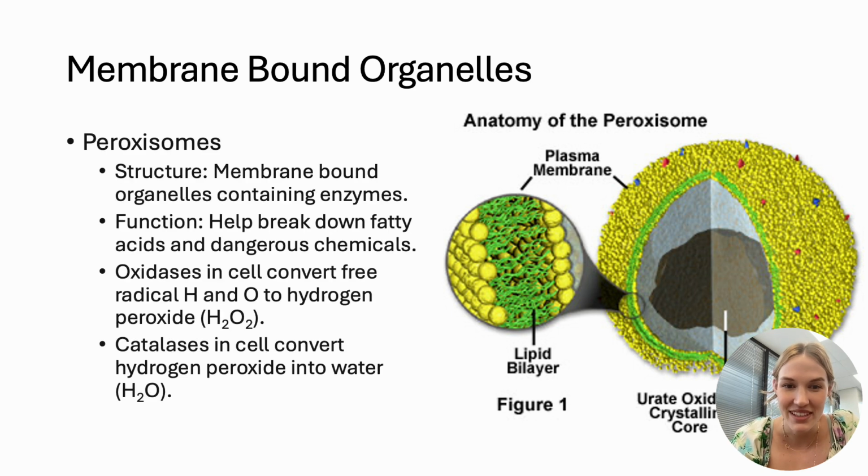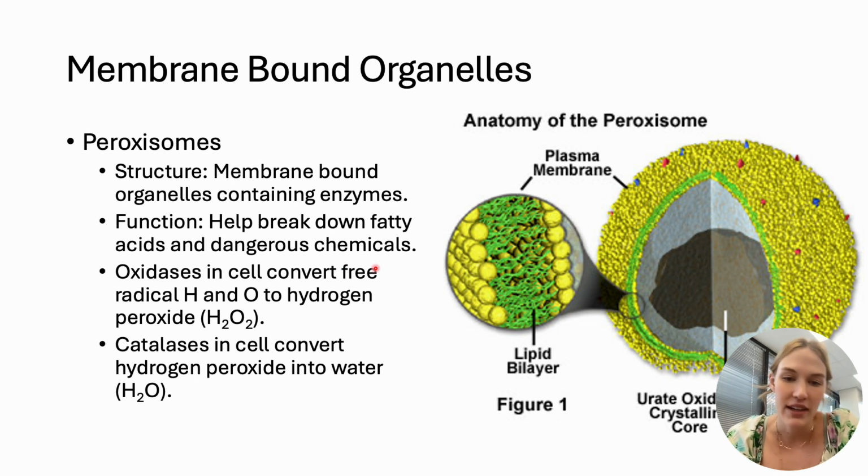Okay. We also have something called peroxisomes. So peroxisomes are going to be, once again, membrane-bound organelles, and they also contain enzymes. They are mainly helpful for breaking down fatty acids and dangerous chemicals. That's the piece that I want you to really understand, these dangerous chemicals.